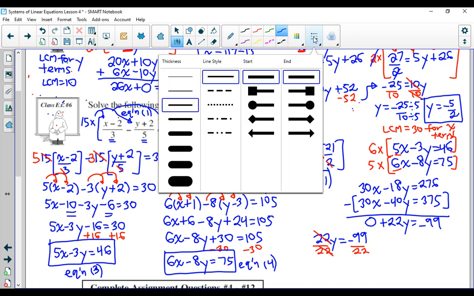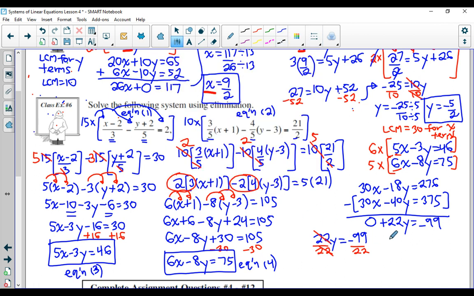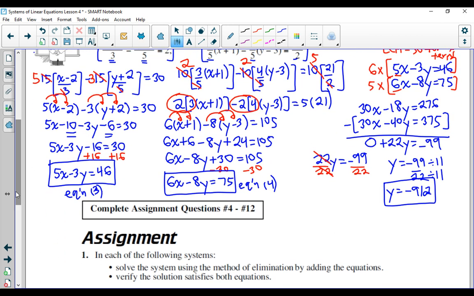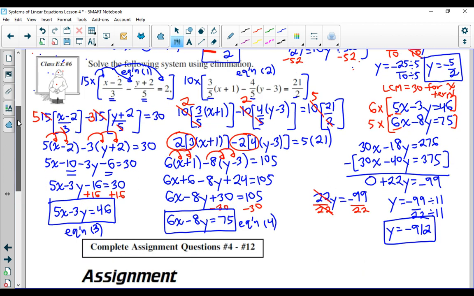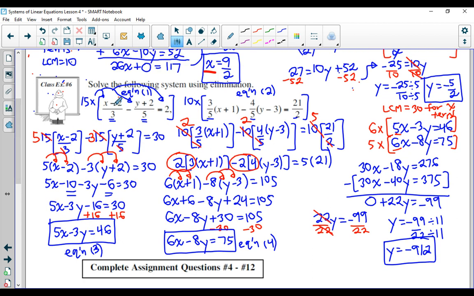The 22s cancel. And then you'd have y would be equal to negative 99 over 22. And then the top and the bottom both divide by 11, so then I get y is equal to negative 9 over 2. Now to solve for x, you need to plug this into one of the original equations, but there's no way I'm plugging y into the original equation and solving for x. It's too much of a mess, okay?